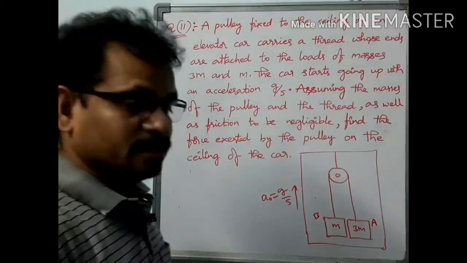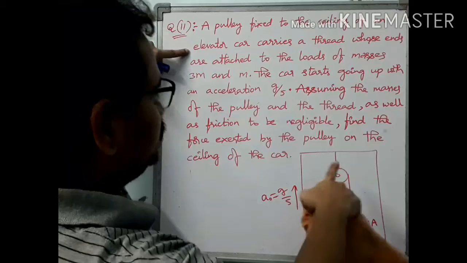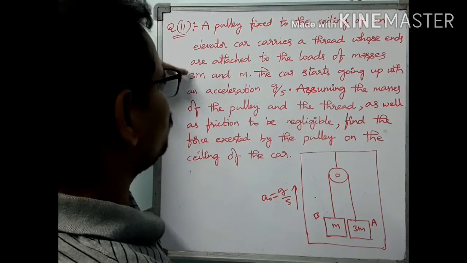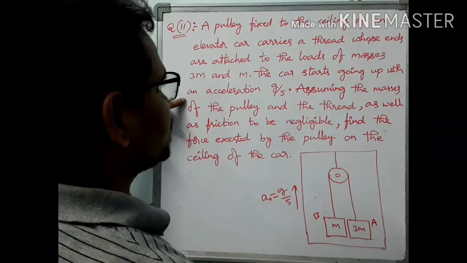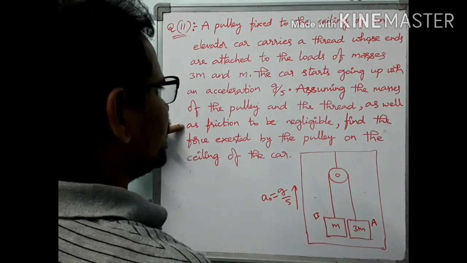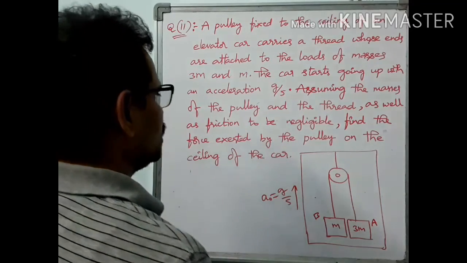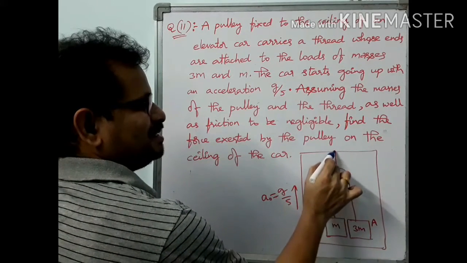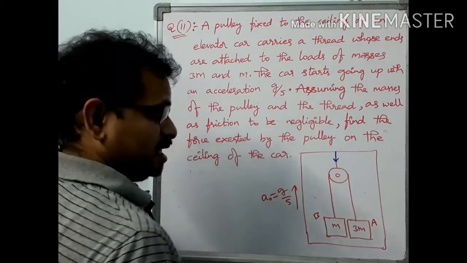Next question is question number 11. See, a pulley fixed to the ceiling of an elevator car carries a thread whose ends are attached to the loads of masses 3m and m. The car starts going up with an acceleration g by 5. Assuming the masses of the pulley and the thread as well as friction to be negligible, find the force exerted by the pulley on the ceiling of the car. See, this pulley is exerting some force on the ceiling, no? This force in this direction. You have to find that force.